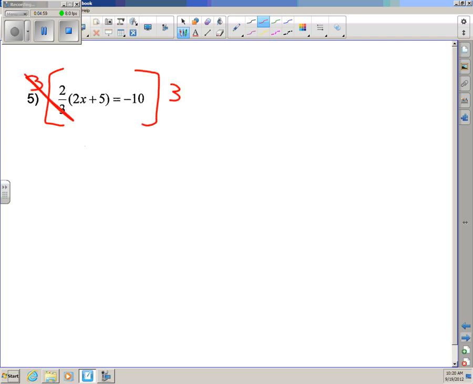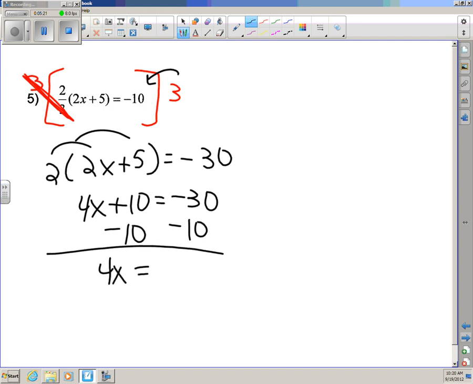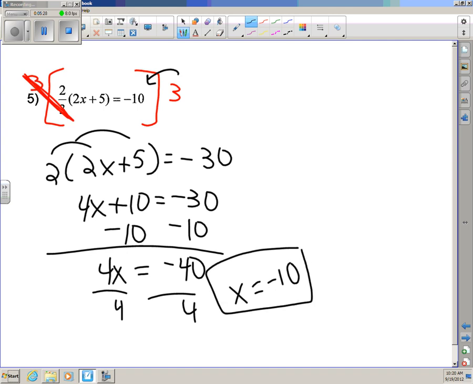Now, the 3 cancels out the other 3. What you're left with is 2 outside the parentheses of 2x plus 5. And don't forget, you have to multiply on both sides, negative 30. Now you can actually go back to what you're used to, 4x plus 10, negative 30. Subtract 10 from both sides. 4x is negative 40. Divide both sides by 4. And x is negative 10.